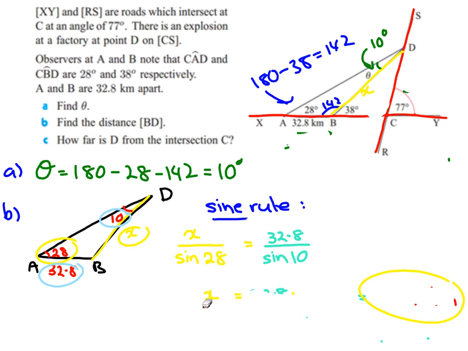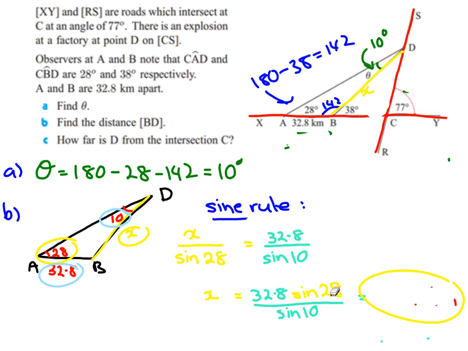I strongly suggest you show your rearranging, so if you do make any little boo-boos, examiners maybe will be sympathetic to you. So 32.8 multiplied by sine 28, we write like this. We don't write sine 28 times 32.8, because then it looks like the angle is these two things being multiplied. This thing is a bound unit.